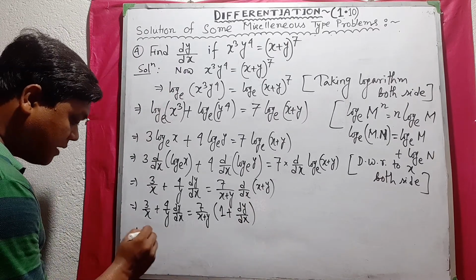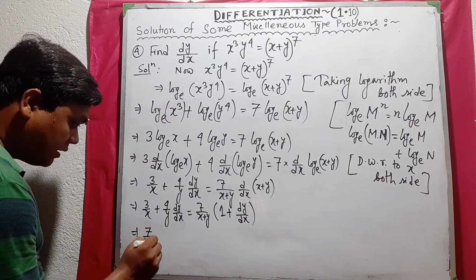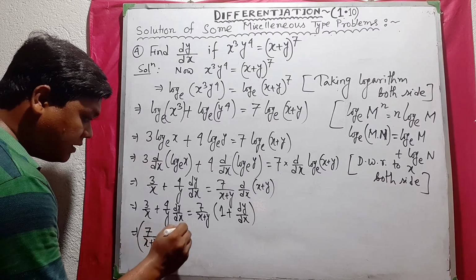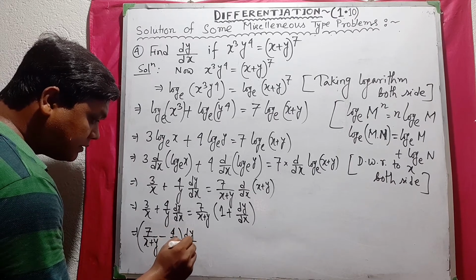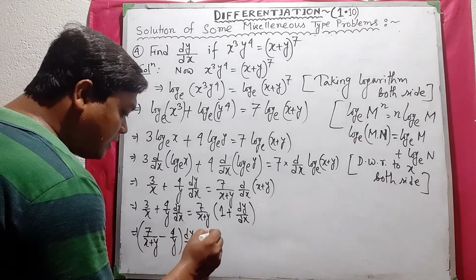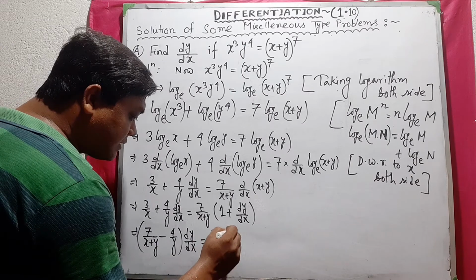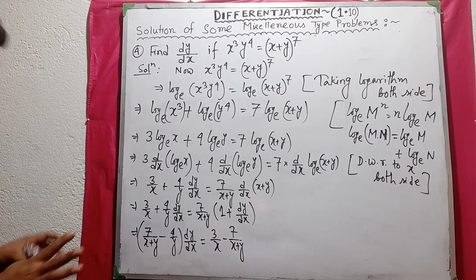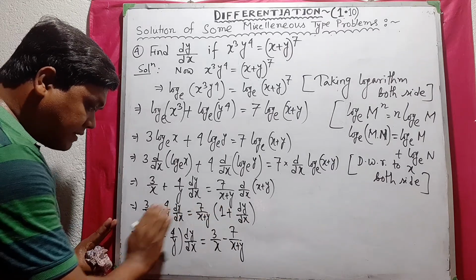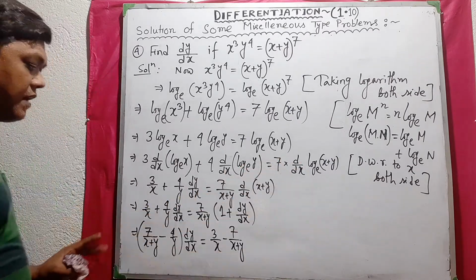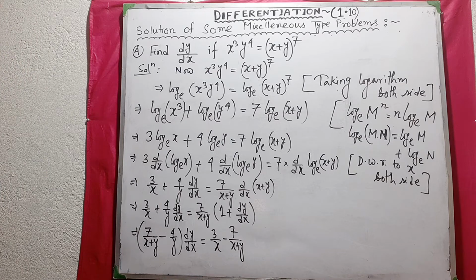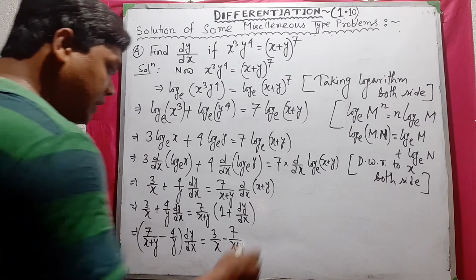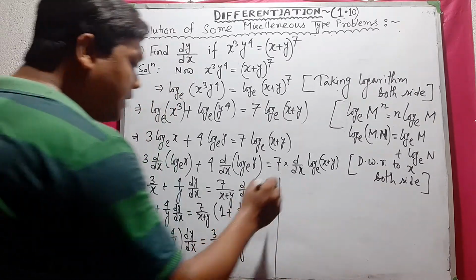So 7 by (x plus y) minus 4 by y, dy/dx, equals 3 by x minus 7 by (x plus y). Am I right? See, I have brought the dy/dx part to this side and 3 by x to the other side. Clear? 7 by (x plus y) dy/dx. Now let us simplify.